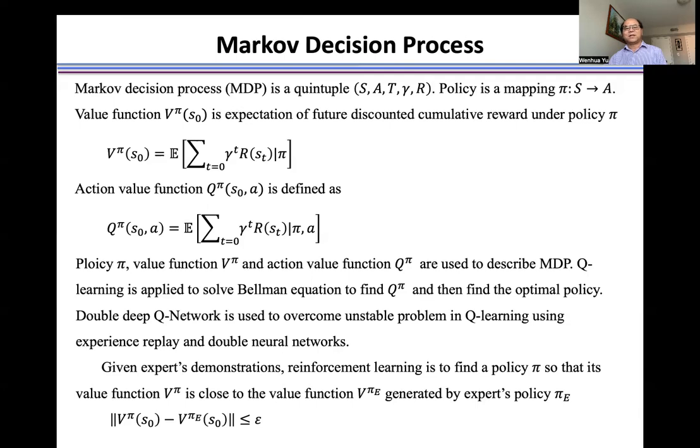The purpose is we make this difference a minimum. One is the state value function of the learned policy, and this is the state value function of the expert policy. That means we try to find our policy which is close to the expert policy.